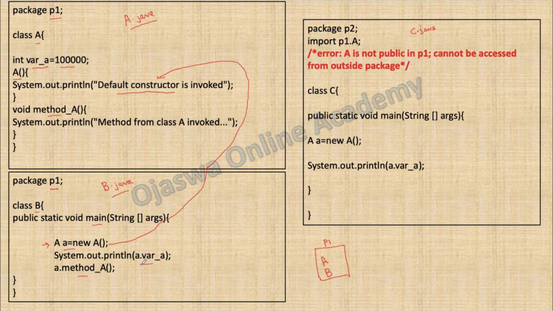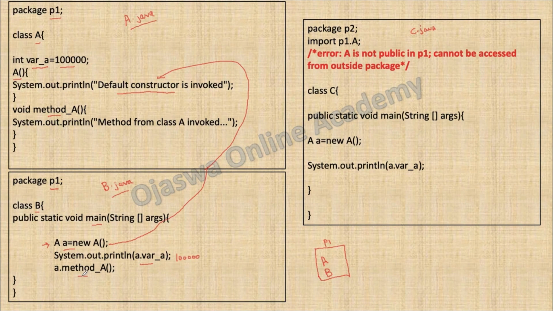Next, we are trying to print the value of var_A. It is an instance variable. It has to be invoked using an object. We are writing a.var_A. So the value of the variable is printed to the console.